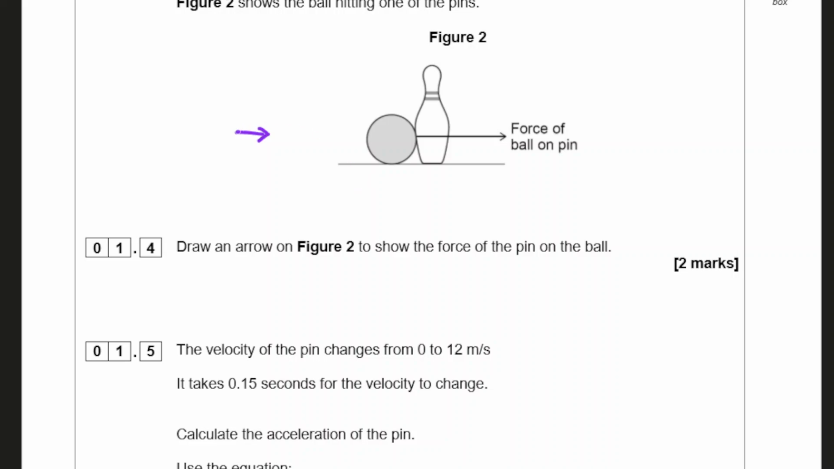So now if there's a force of the ball on the pin, there should be a force acting in the opposite direction according to Newton's third law, and you need to draw that as a straight line. Right, let me see if I can draw that. And the length of the arrow should be roughly the same length. That's why they have given you 2 marks. One for the correct direction of the arrow and the second mark for the length of the arrow.